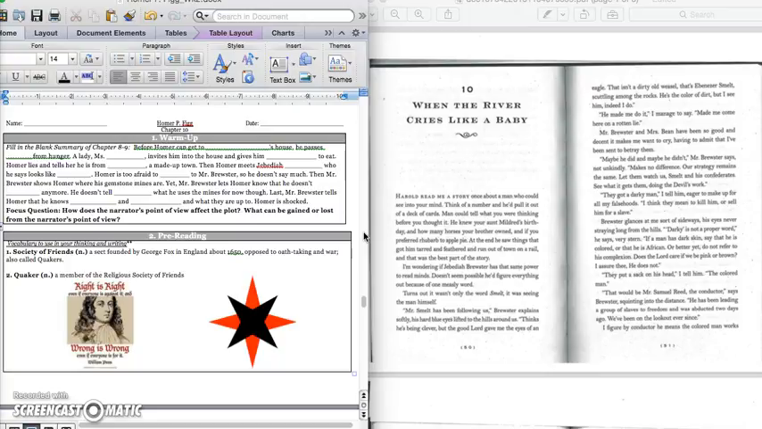Our focus question for today is, how does the narrator's point of view affect the plot? What can be gained or lost from the narrator's point of view? And remember, point of view is the same as author's perspective.